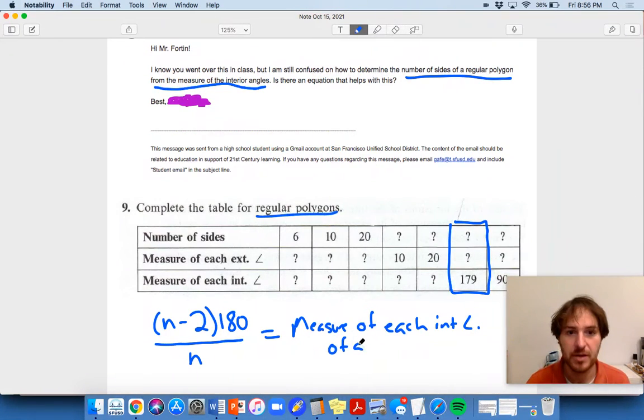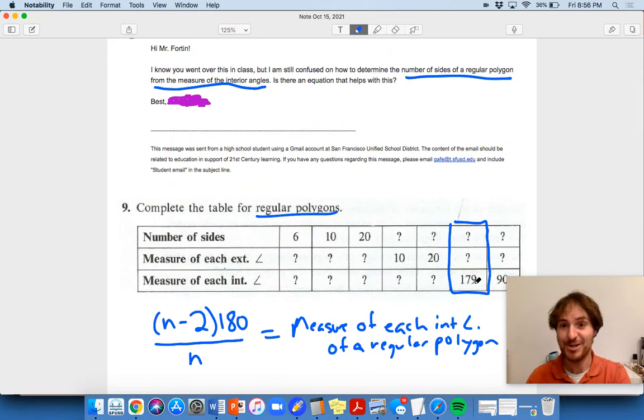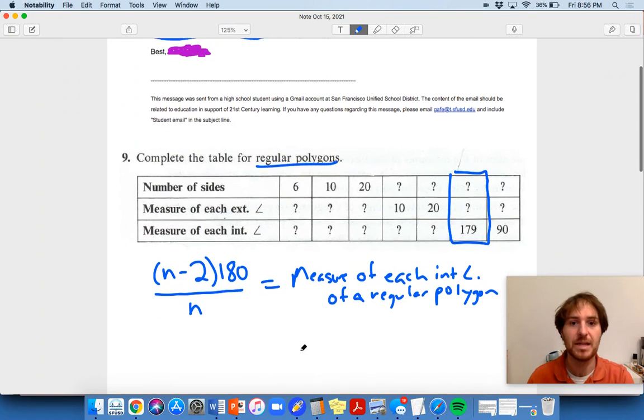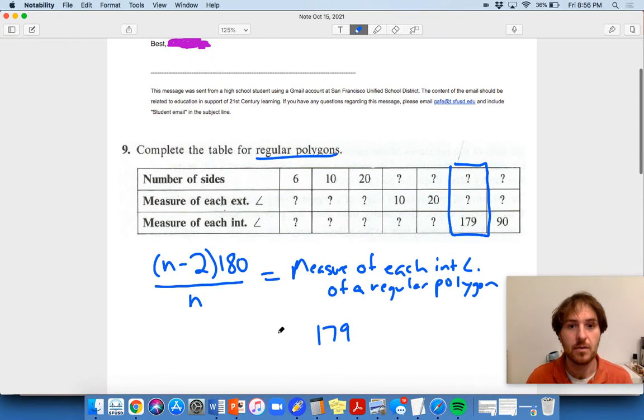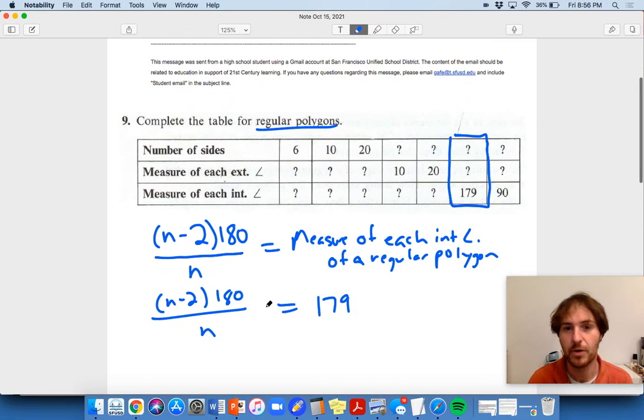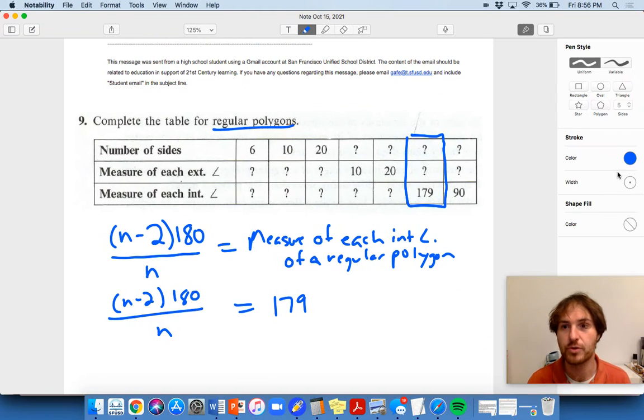They're asking about regular polygons here. So what you simply have to do is this: what you're given is the measure of each interior angle, and we know it's going to be equal to n minus 2 times 180 over n. So that's the equation you have to solve. You have to replace 179 with what it represents, which is n minus 2 times 180 over n. Now, it might be kind of a tricky equation to solve here. I got n up top in the numerator, I got n in the denominator. So we have to do some algebra to help us out.